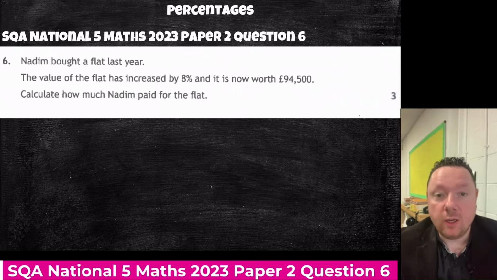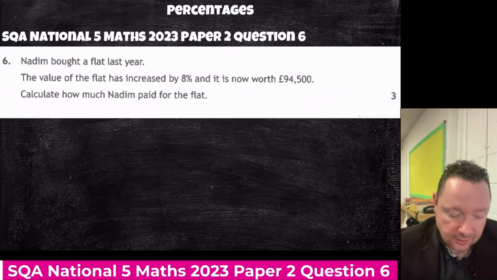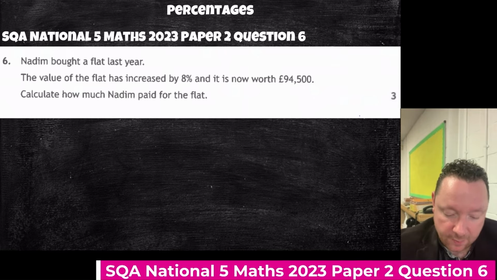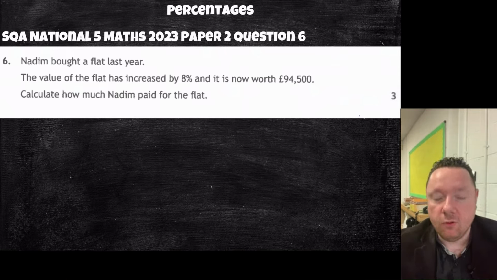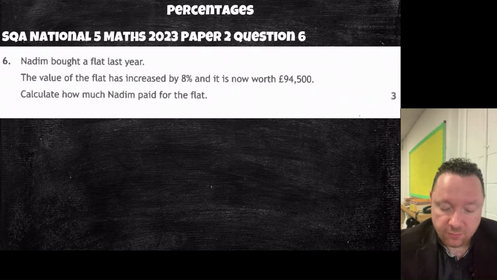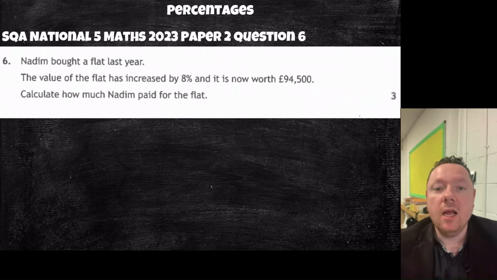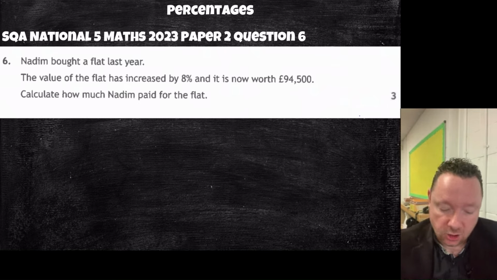SQA National 5 Maths 2023 Paper 2 Question 6. Nadine bought a flat last year. The value of the flat has increased by 8% and is now worth £94,500. How much did they pay for the flat? Notice there's no time in this question. Usually when there's no time, it's reverse percentages.